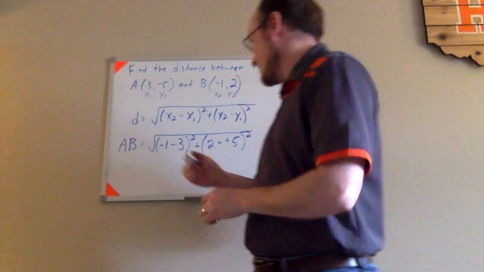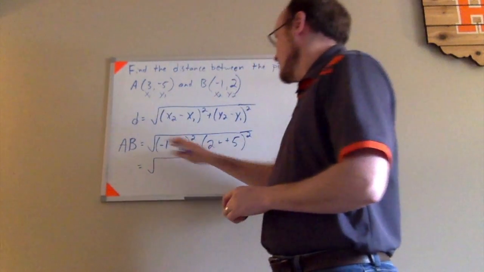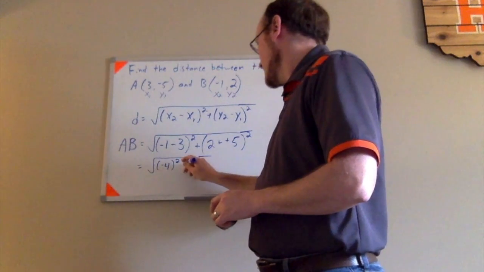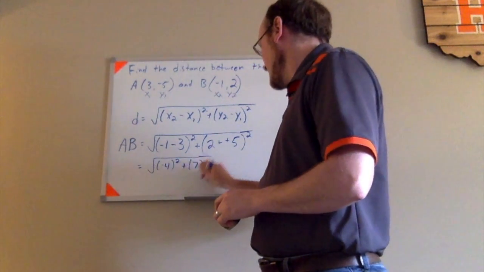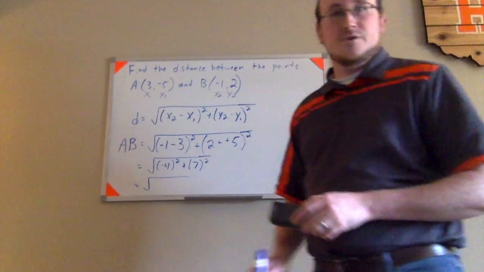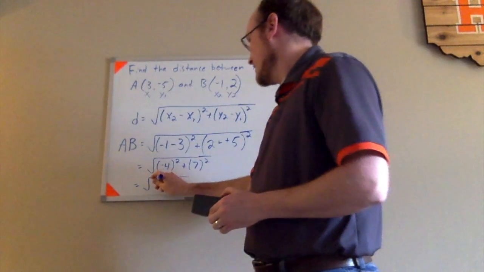Working to simplify this a bit, underneath here, -1 minus 3 would be -4. 2 and 5 makes 7. Now let me go ahead and square both of those things. -4 squared, -4 times -4 is +16.